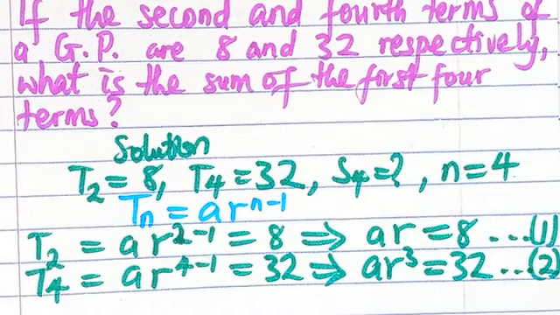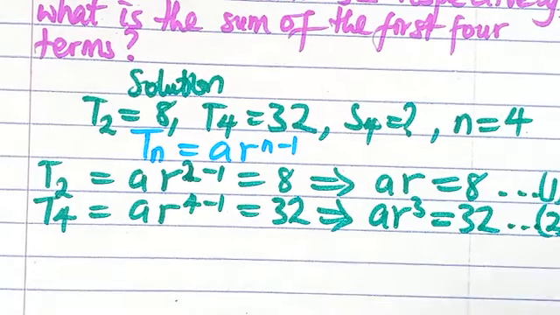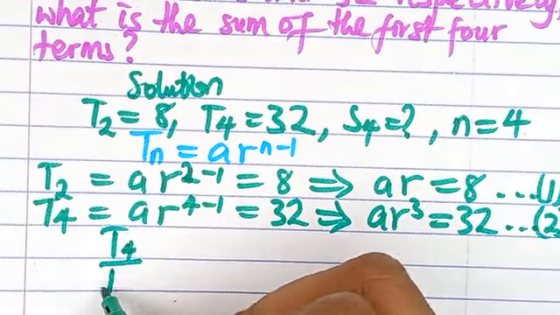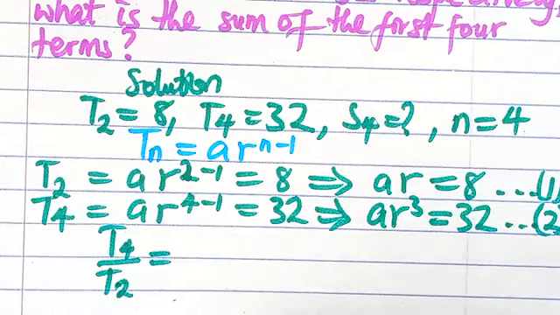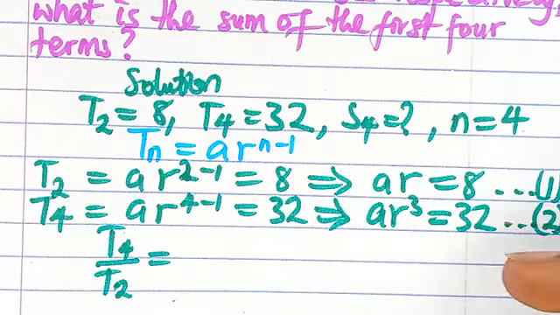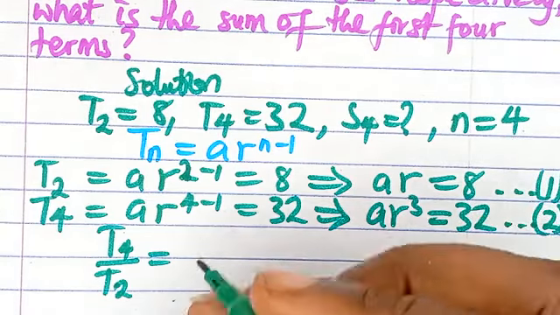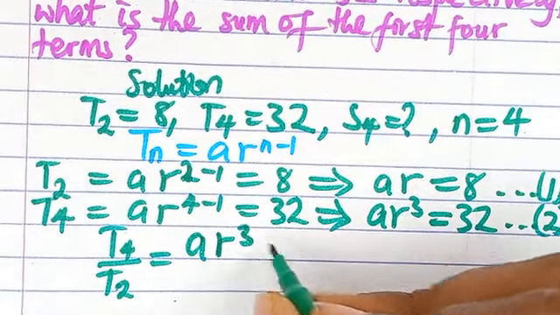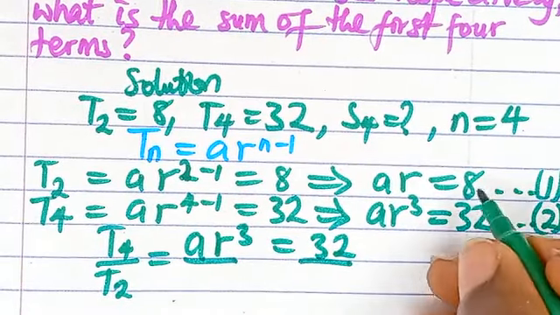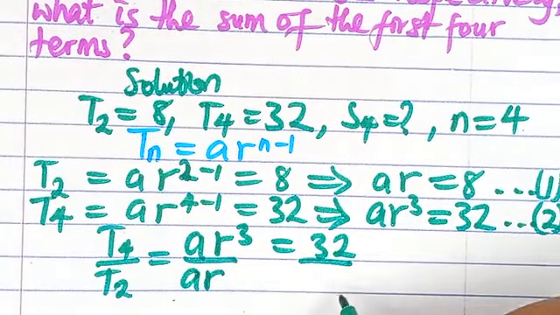Now, the next thing we are going to do is to say term number 4 divided by term number 2. These are just simultaneous equations and we are going to solve it this way. Term number 4, that is equation 2, divided by equation 1. Equation 2 is AR raised to power 3 is equal to 32, divided by equation 1, which is AR, equal to 8.